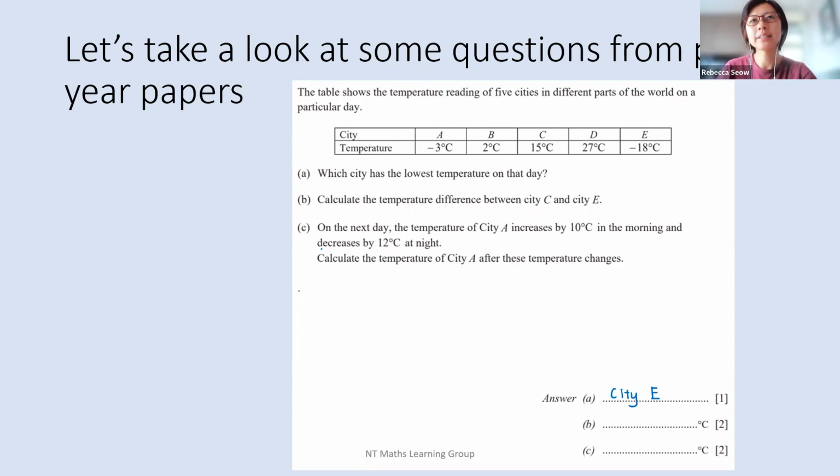Next one, calculate the temperature difference between city C and city E. Okay, so city C and city E. Again, as I mentioned earlier, temperature difference means we take the higher temperature, subtract the lower temperature. So we have the higher temperature, take away the lower one, and that will give us 15 plus 18. And this will give us 33 degrees Celsius.